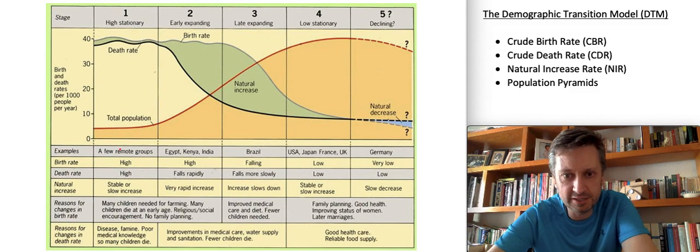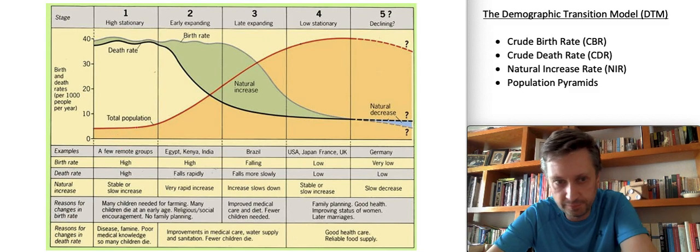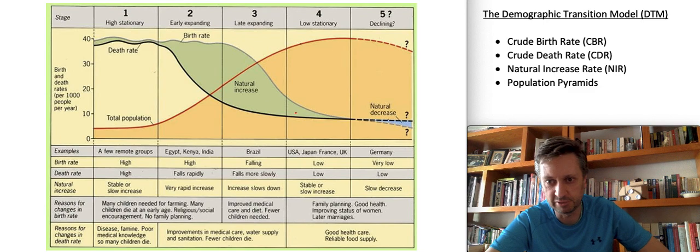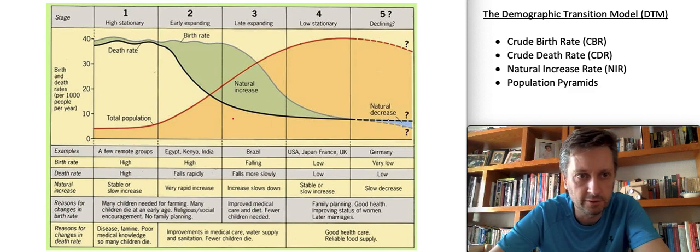That's because the x-axis could represent transition over time, maybe from 300 years ago to the present day, or it could represent transition from country to country, from stage to stage. So that's a little bit vague. Okay, so I hope that made sense. The final slide.